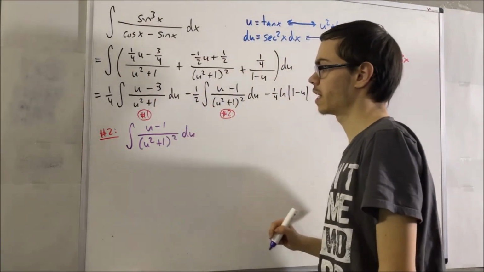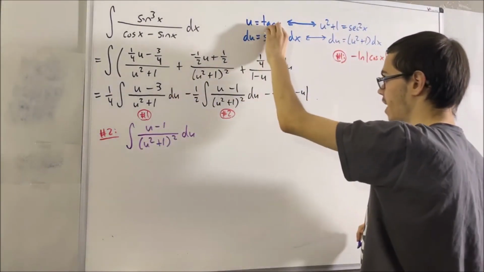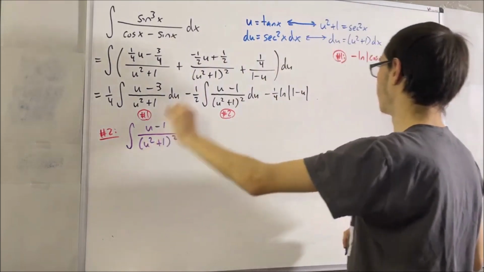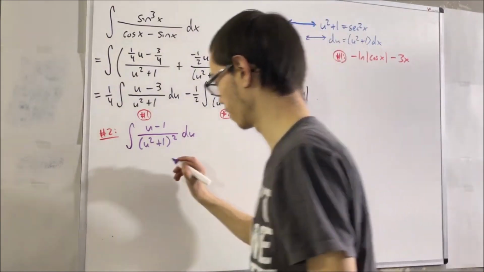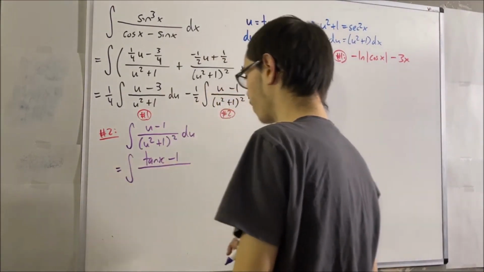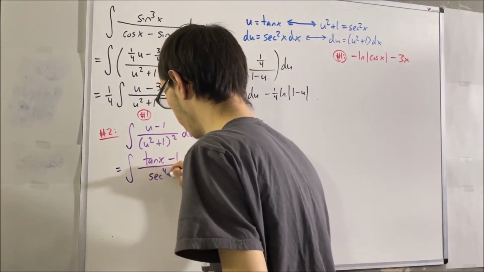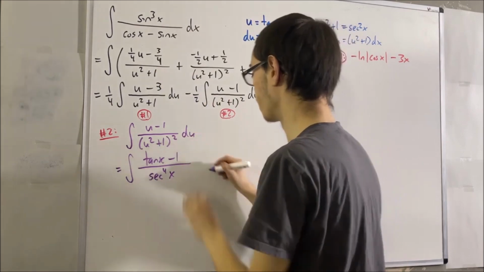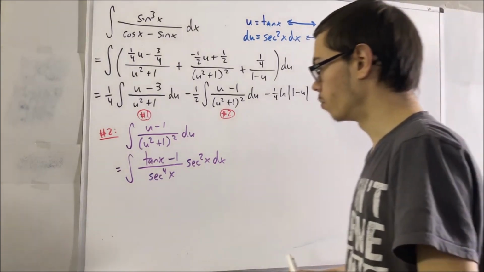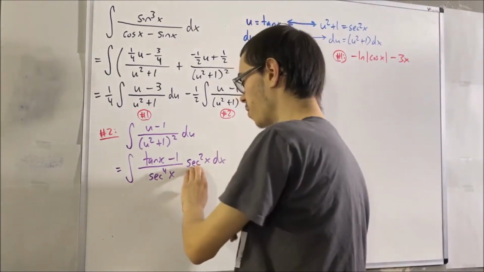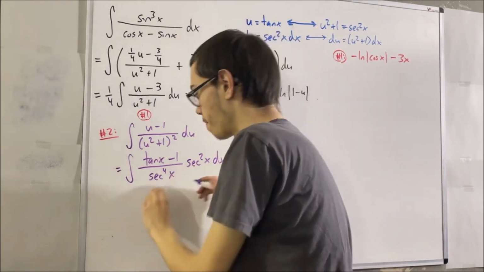But again, it's going to be really nice if we rewrite this all back in terms of x. So again, u will be replaced with tangent of x, u squared plus 1 will be replaced with secant squared x, du will be replaced with secant squared x dx. Now, really we have secant squared x squared, which leaves us with secant to the 4th of x. And then du is, again, secant squared x. Now, from here, we can notice that secant squared over secant to the 4th is just secant squared x in the denominator.